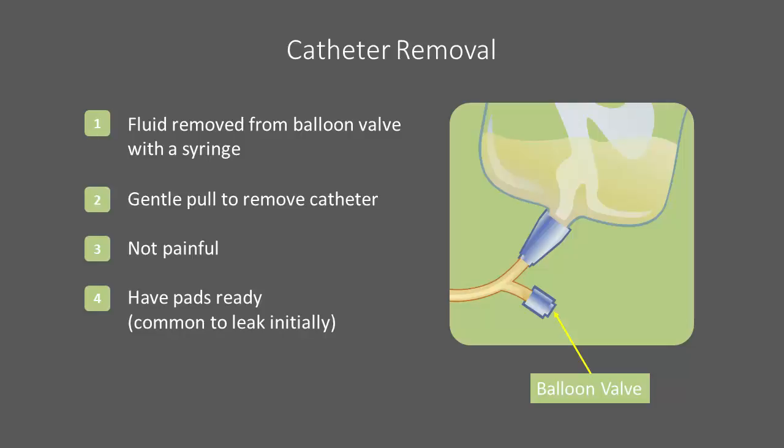Some patients are concerned about catheter removal. Rest assured, this process is very simple and painless. To remove a urinary catheter, water is removed from the balloon valve with a syringe. This deflates the balloon that holds the catheter in the bladder. A steady, gentle pull will remove the catheter, which may feel a bit unnatural but will not hurt. You should have protective pads ready, as it is common to leak urine initially when the catheter comes out.